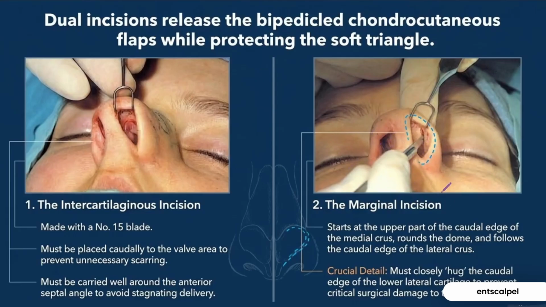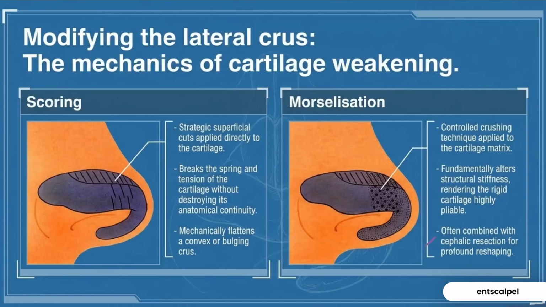If a patient has a bulging convex cartilage that makes the tip of the nose look wide or bulbous, the text mentions techniques called scoring or morselization. But why crush or score it instead of just cutting the bulge out entirely? Because, as we established, cartilage is living tissue with an ingrained structural memory. Right. It is woven with microscopic, interlocked collagen fibers. If you just bend a piece of cartilage, those fibers will act like a spring and eventually snap it back to its original shape. So you have to break the spring.